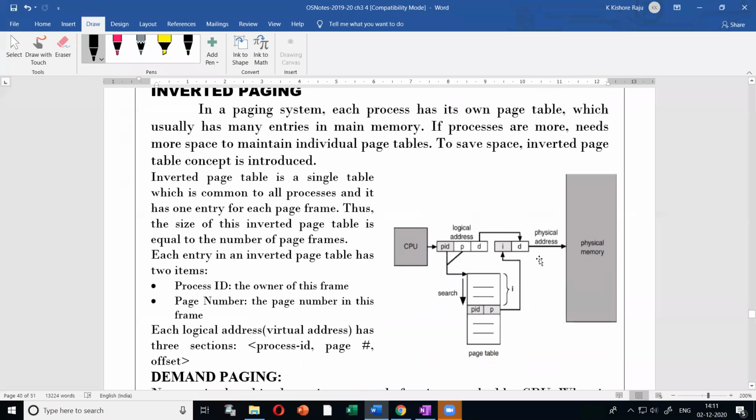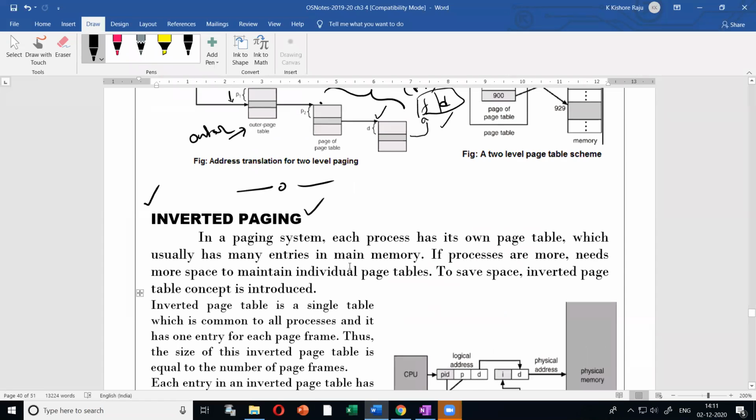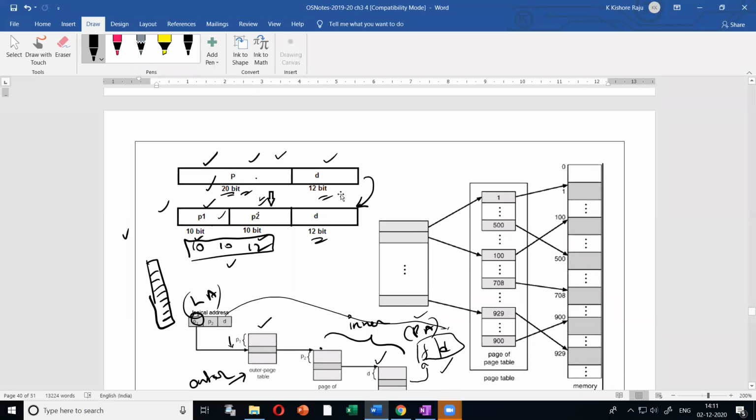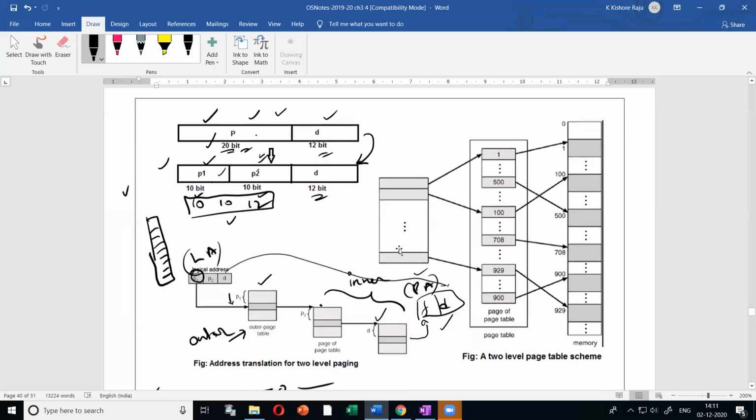Is it clear? So now inverted paging. Is it clear or not? Please respond in the chat box. Is multi-level paging clear or not? What about the others? Only two members have responded.